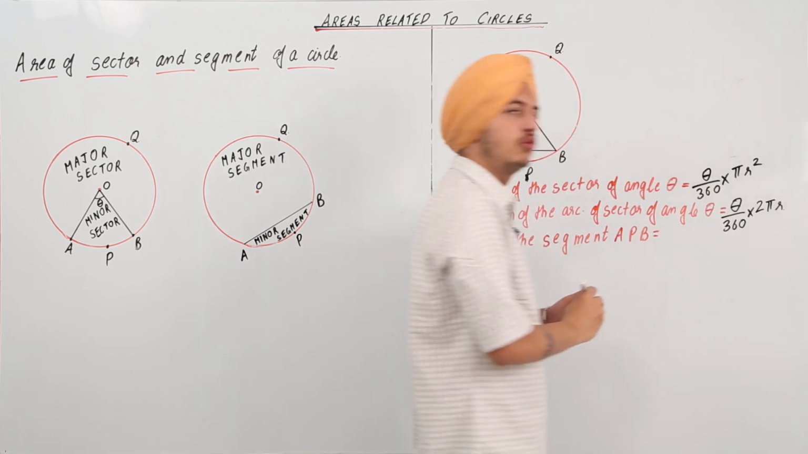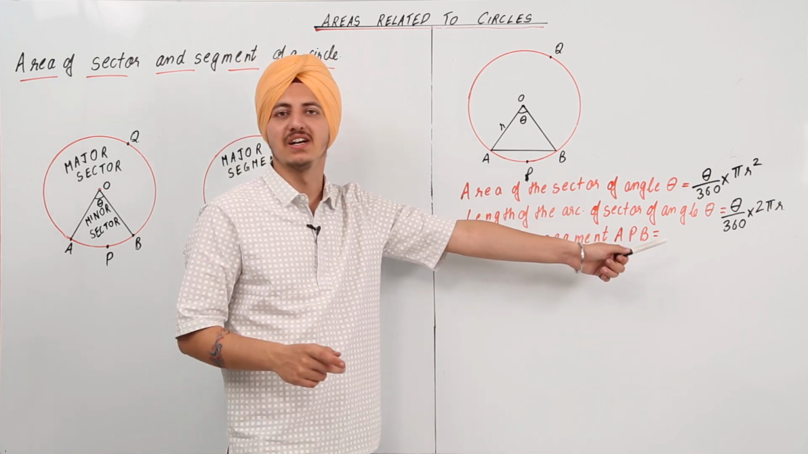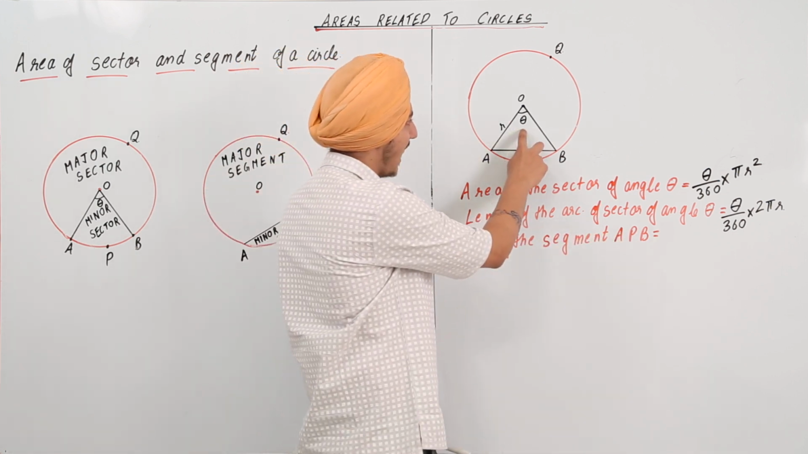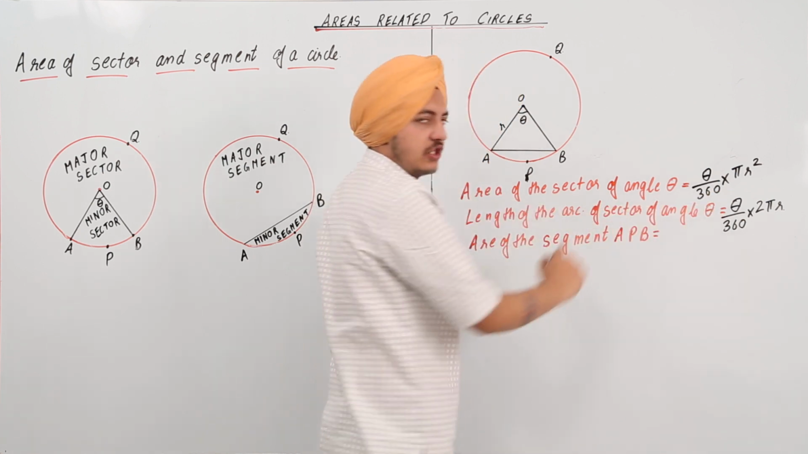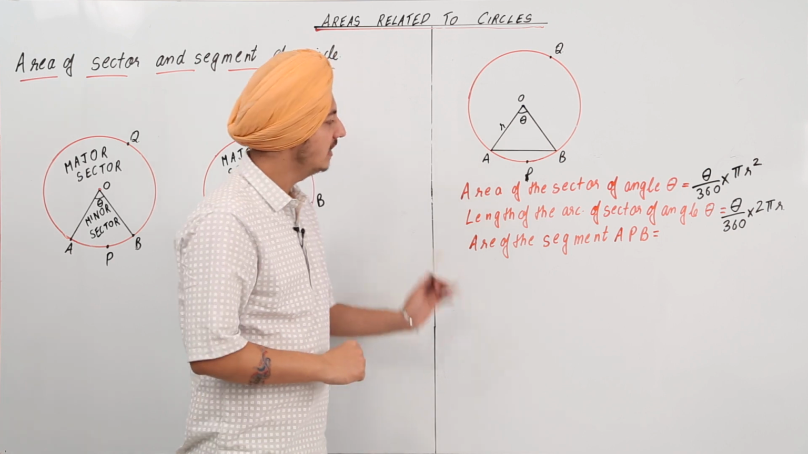What is 2 pi r? You know what 2 pi r is? It is the circumference of the circle. So theta, the angle, upon 360 into 2 pi r. This is the length of the arc of the sector of angle theta.